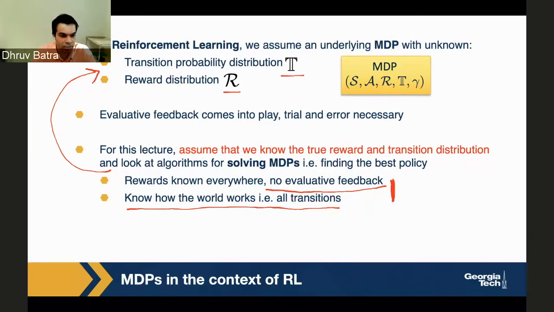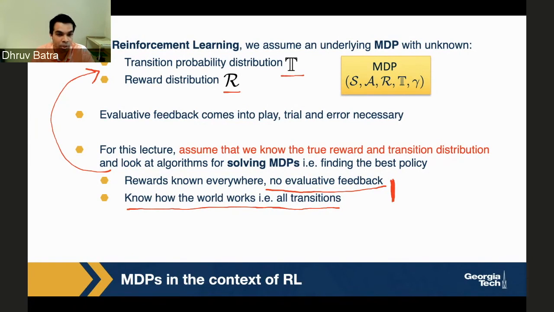By the way, just as an example, in the context of chess or Go, knowing how the world works is equivalent to assuming that you know the rules of the game. So you know where pieces can be placed. You know what will happen when you place a piece somewhere, whether it kills another piece or not. So knowing how the world works is a reasonable assumption under certain conditions, for example, closed games like chess and Go. However, it is not a reasonable assumption in all possible cases.